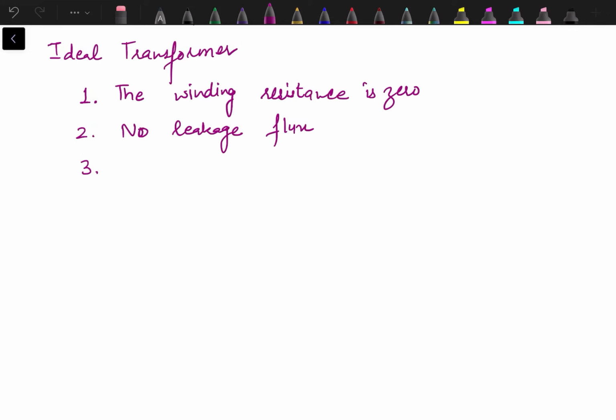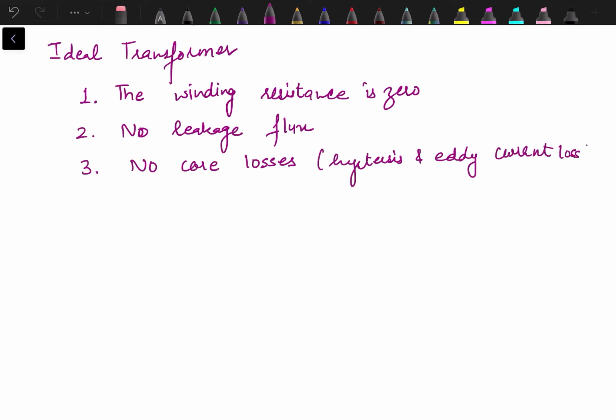Third assumption is that the core is lossless. There are no core losses, meaning the hysteresis as well as eddy current losses are 0. Again, it's not possible. The core is designed to reduce the hysteresis as well as eddy current losses, but it's not practically possible to have them as 0.